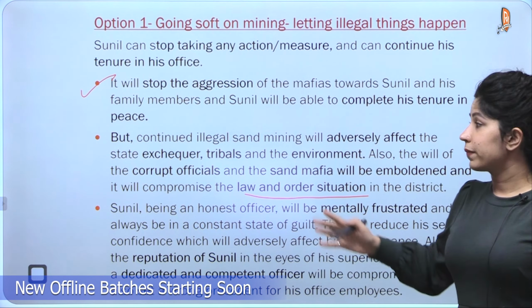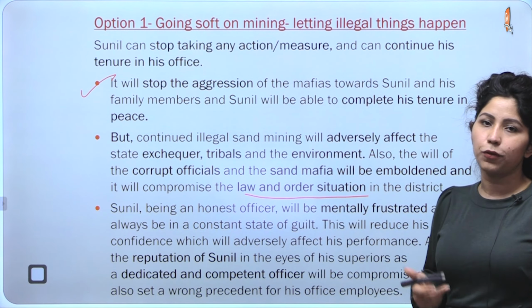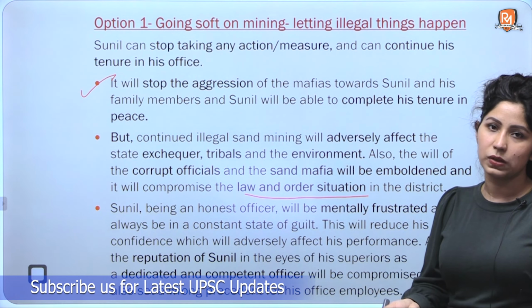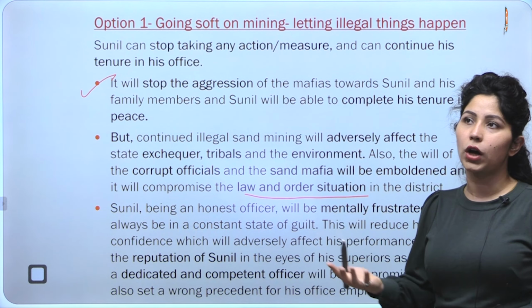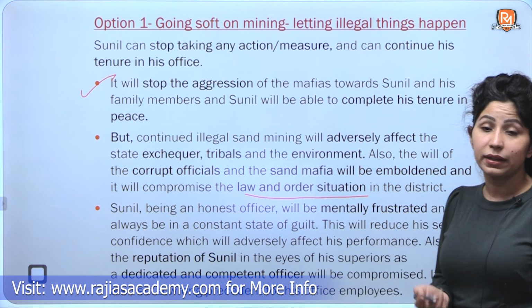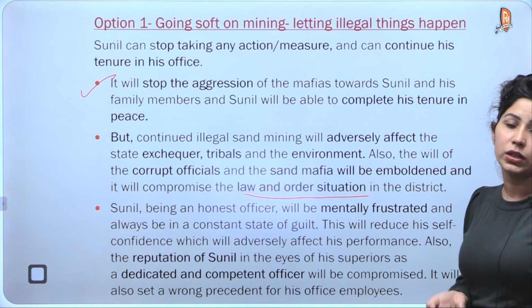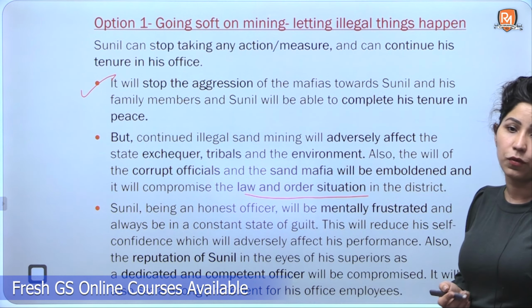So, in the end, because Sunil is an honest officer, he'll have a guilty conscience. He'll be guilty towards that, and he will be demotivated for his further job, for his further service also, and it will decrease his self-confidence because he would not be able to handle this bravely. So Sunil, being an honest officer, will be mentally frustrated and always be in a constant state of guilt. This will reduce his self-confidence, which will adversely affect his performance.